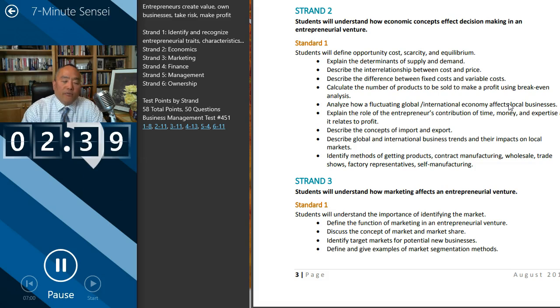Whereas fixed expenses, these are things like rent, lease on a vehicle. These are fixed. You can't avoid them. You have to pay for those each month, no matter what. Break-even analysis is important to know. Break-even analysis is taking your fixed expenses and dividing that by your contribution margin. Your contribution margin is your sales price minus your variable cost, and that is your contribution margin.